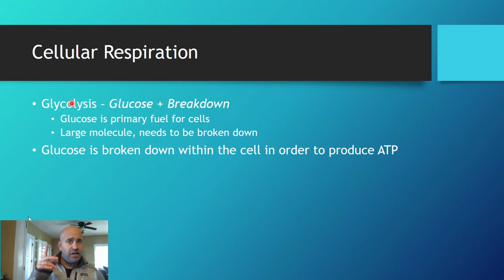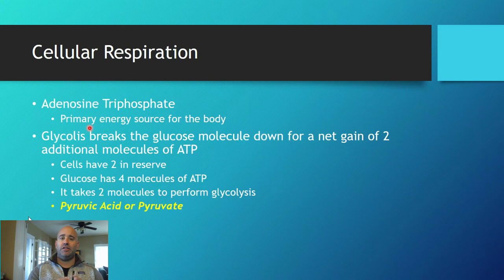Think about muscle contraction, right? ATP is required for that. And when your body produces energy, it produces ATP. So glycolysis refers to the breakdown of glucose within your cell. That glucose molecule is very large. It can't fit into the mitochondria. It's got to be broken down into something easier, smaller, and more workable. It gets broken down into something called pyruvic acid, or pyruvate. So glycolysis is the breakdown of glucose into pyruvic acid.